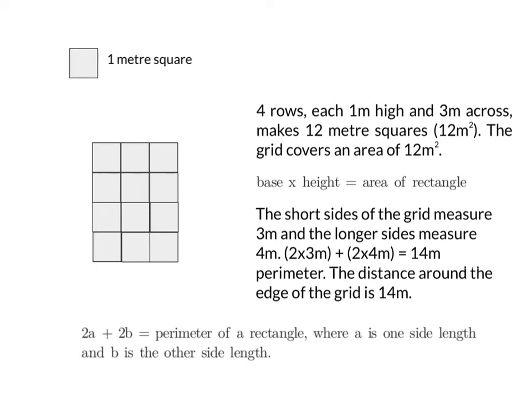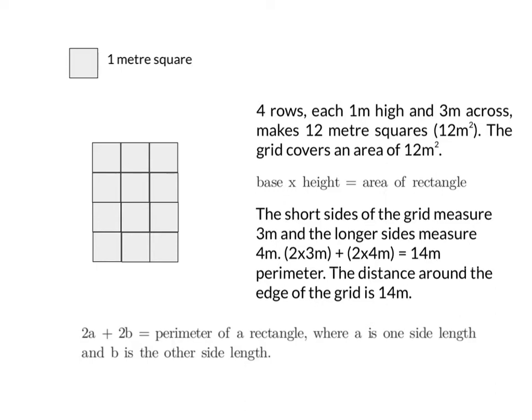I've drawn a grid with 4 rows of 3 squares. Each square is a metre by a metre. So the 4 rows, each is 1 metre high and 3 metres across. And that means we've got 12 metre squares. The grid covers an area of 12 square metres. So we can find the area of any rectangle by multiplying the length of the base by the length of the height.